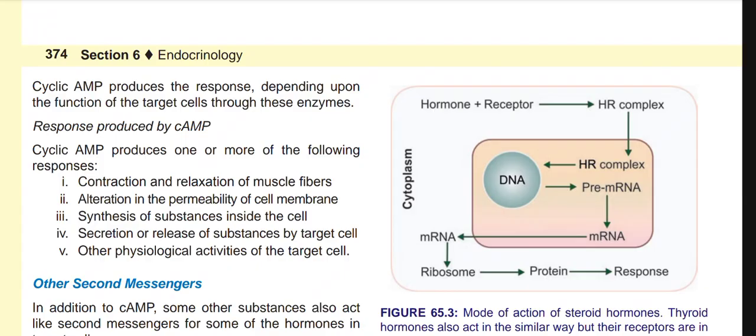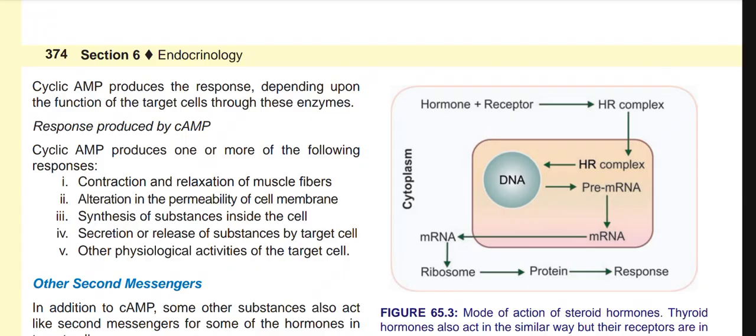Now, responses produced by cAMP. So what are the responses that are produced by cAMP? Cyclic AMP produces one or more of the following responses. Number 1, contraction and relaxation of muscle fiber. Number 2, alteration in the permeability of the cell membrane. Number 3, synthesis of substances inside the cell. Number 4, secretion or release of substances by the target cell. Number 5, other physiological activities of the target cell.